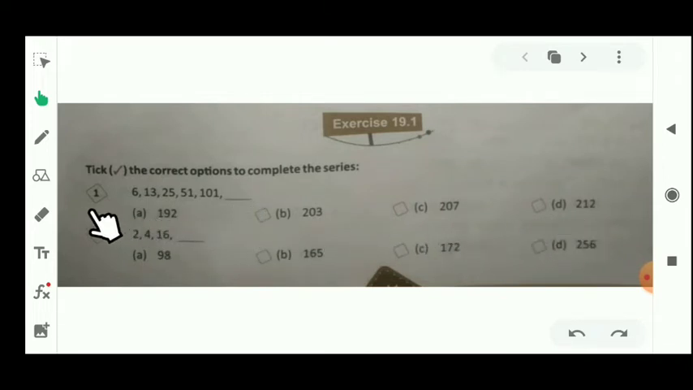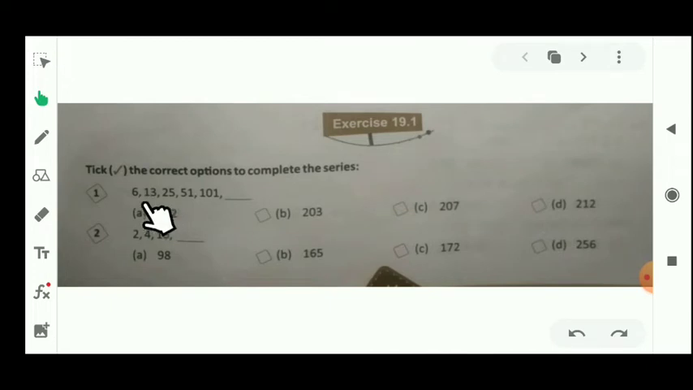Before I explain question number 1, I want to explain that in each and every question of exercise number 19.1 and 19.2, you have to just focus on the given series. Then you have to observe the pattern. Like in question number 1, the series is 6, then 13, then 25, then 51, then 101. And after this, you have to complete it from the options.